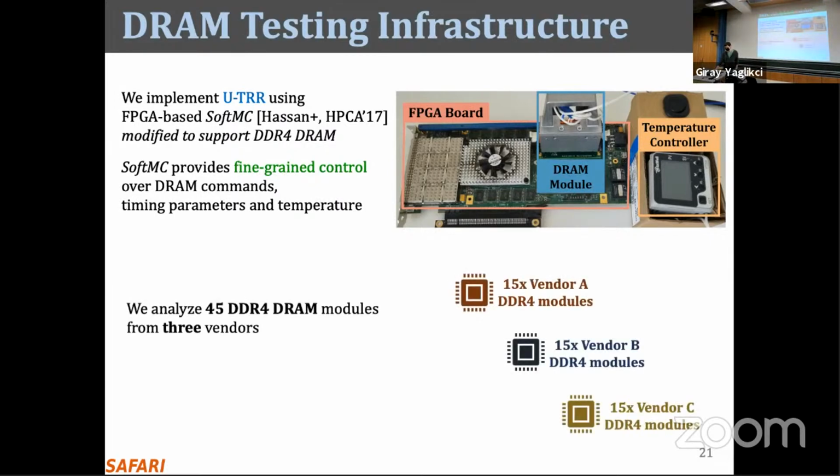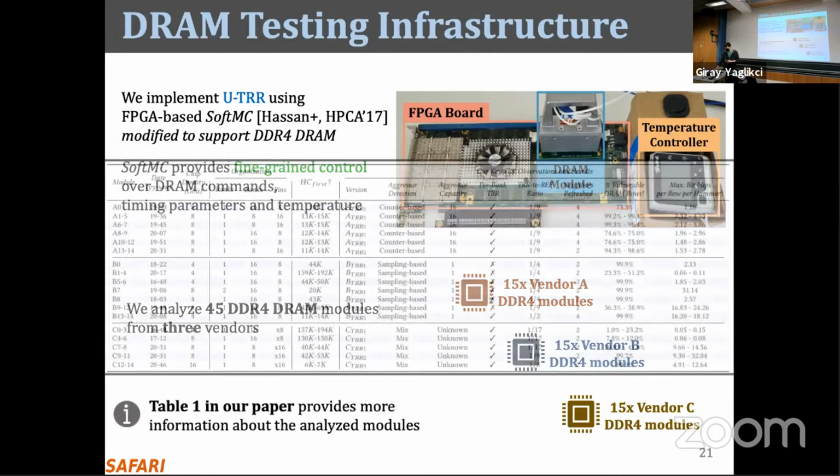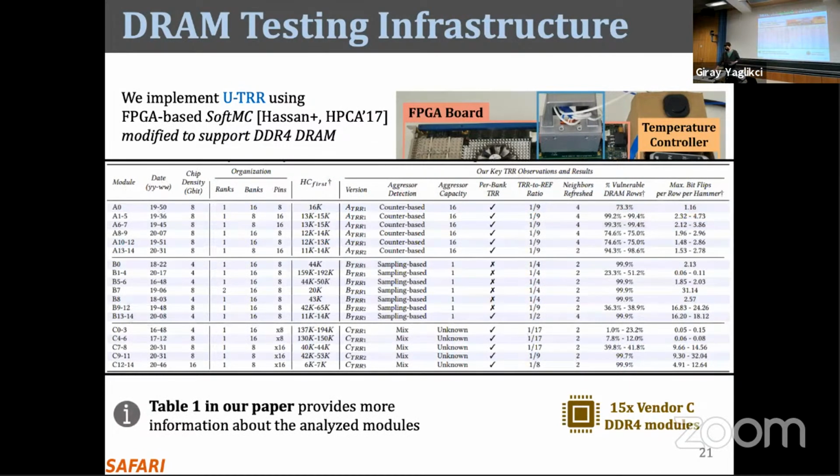Okay, so in this study we analyzed 15 DDR4 DRAM modules from each of the 3 vendors. In the paper we have a table that summarizes our observations. I won't look into this table in too much detail for now, but maybe later we can come back to this if there are questions. This table is showing what different characteristics each module has. For example, it shows the HC first value for each of the modules, and HC first is the minimum hammer count required to cause a bit flip.